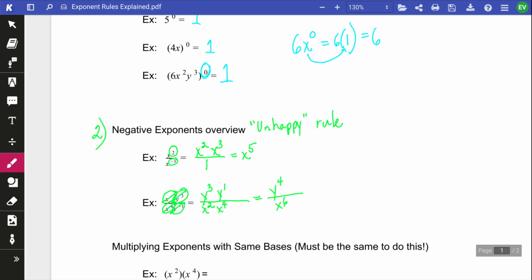Different bases, so we have x's and y's. So you just leave it like that as a fraction. Okay, so the unhappy rule, you put it where it's not. Makes sense? Do it one piece at a time, and in no time at all, you'll be simplifying these.